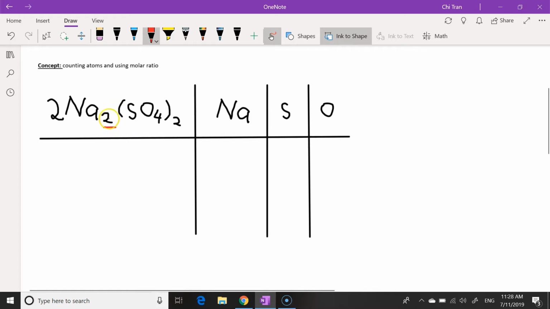Sodium has a subscript of 2, so there's 2 sodium atoms. There's no bracket, so you just times that by the coefficient, and so 2 times 2 is 4. Sulfur has 1, so you times that by the number outside the bracket, which is 2, and times that by the coefficient, so you get 4 as well. And then oxygen has a subscript of 4, times the number outside the bracket is 2, and then times by the coefficient, you get 16.